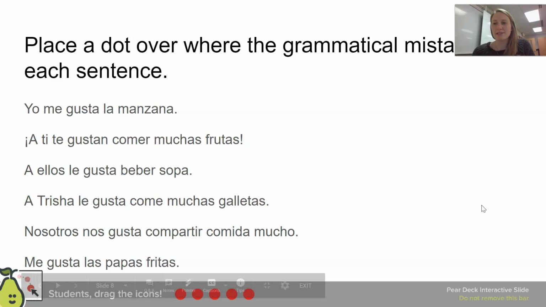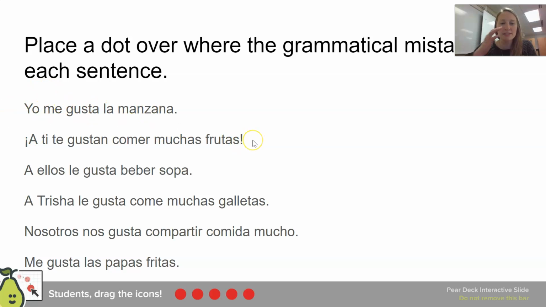Okay, next we're going to look at some grammatical mistakes in each sentence. So let's look at the first one together. Yo me gusta la manzana. I hear this a lot out of my students. What's wrong with this? It should be a mí me gusta la manzana. We never say yo me gusta.